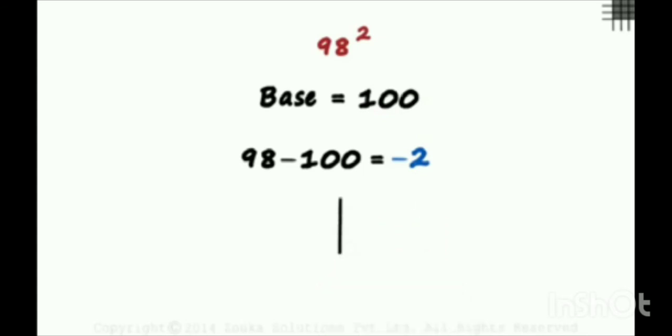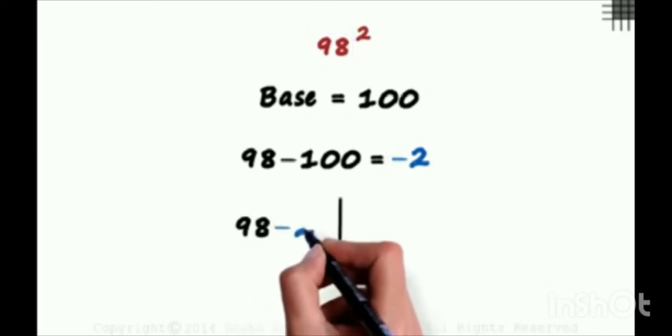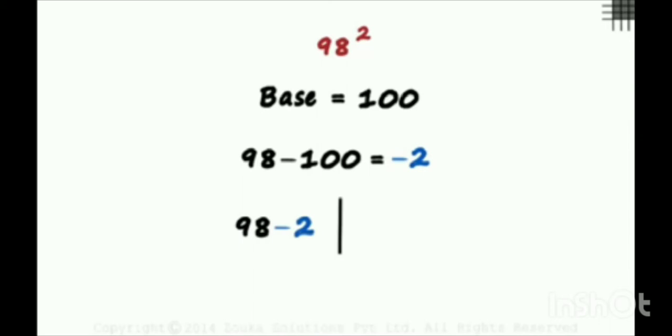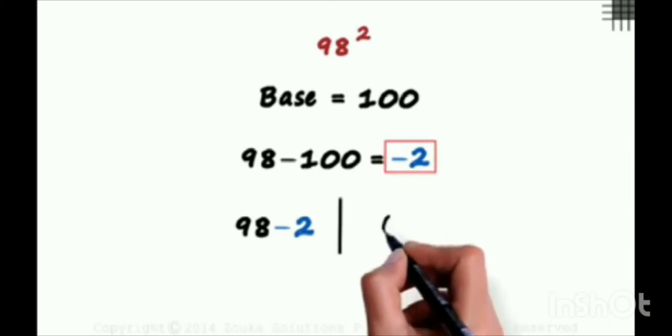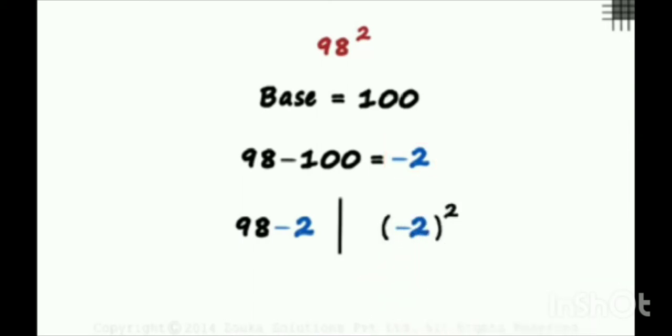On the left, we have the sum of the number and the difference. 98 plus minus 2 can be written as 98 minus 2. And on the right, we have the square of the difference. That will be minus 2 squared. Will the answer be 964?